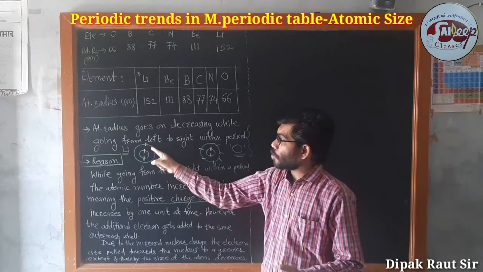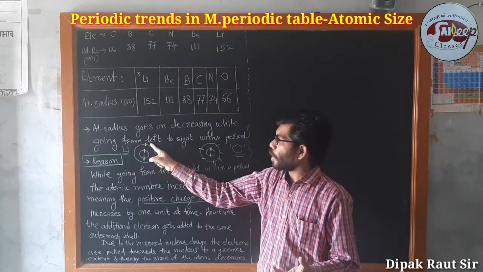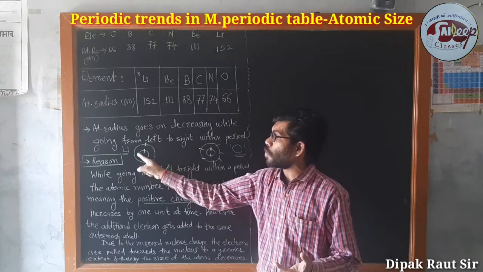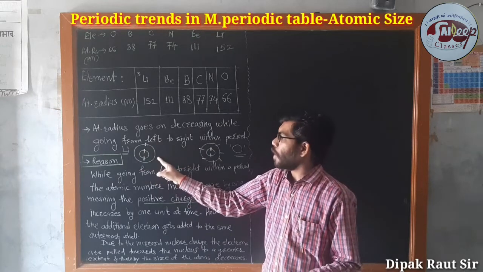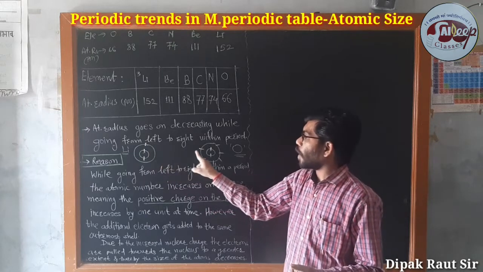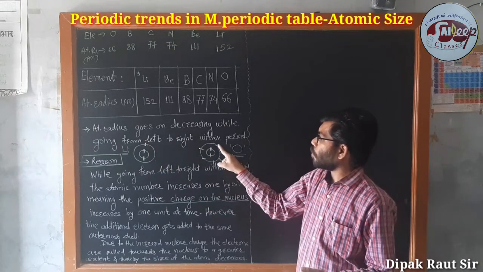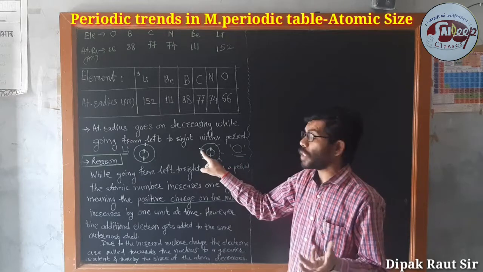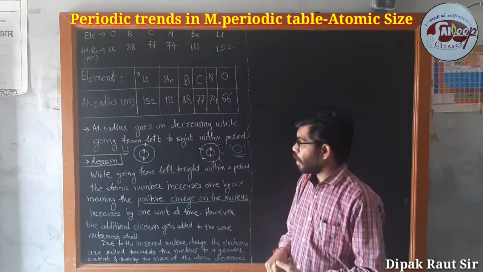Positive charge on the nucleus increases. Also, the number of electrons increases, but the number of electrons increases in the outermost shell, the same shell. Here there is only one electron in the second shell, but when we come to oxygen, here are 1, 2, 3, 4, 5, 6 electrons in the outermost shell.